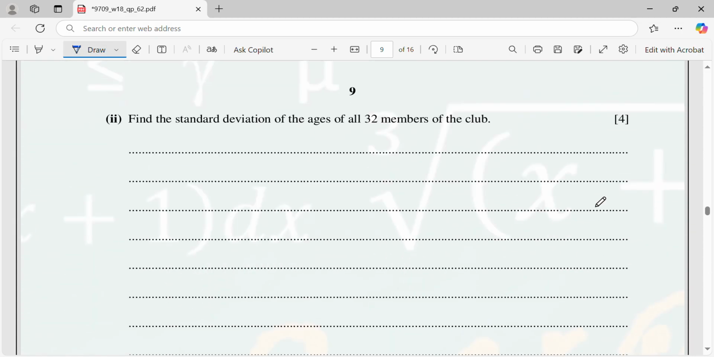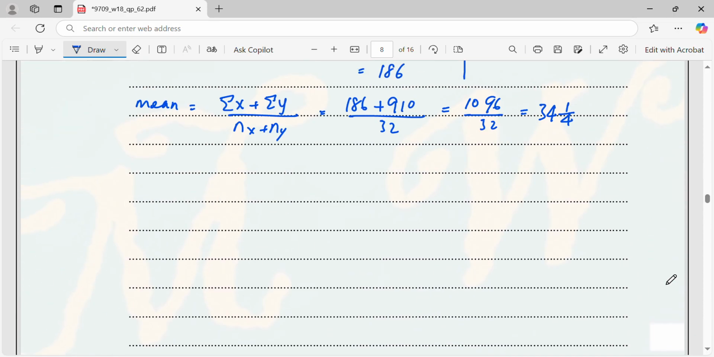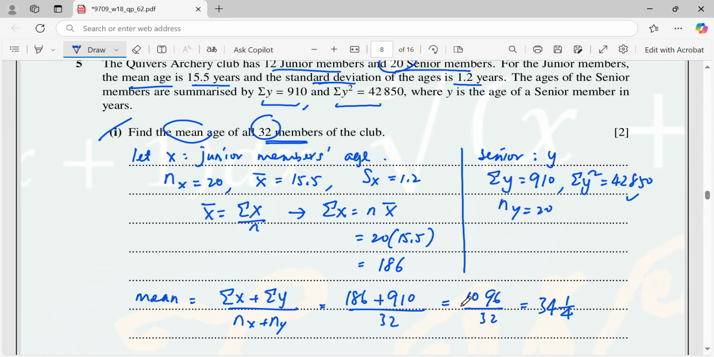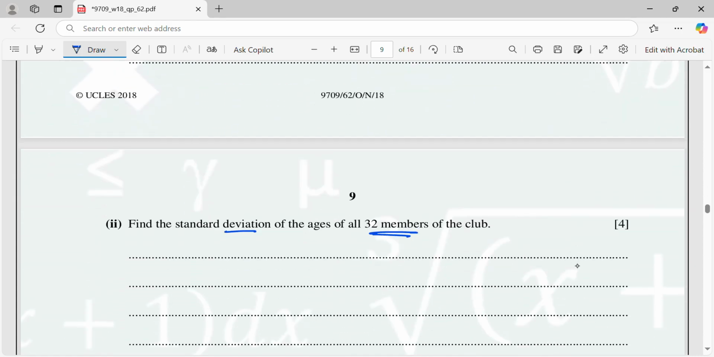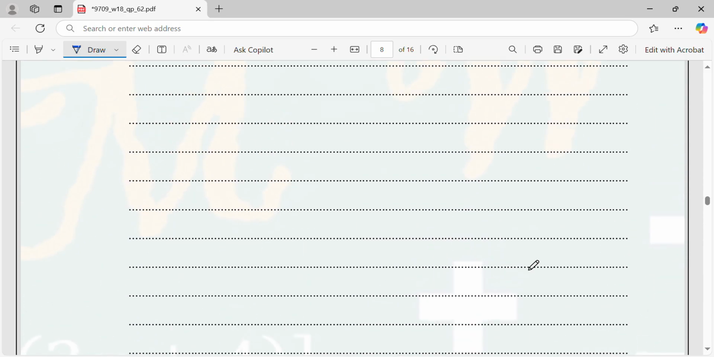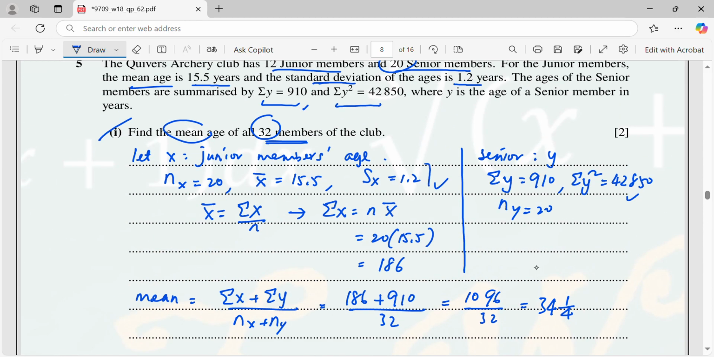Okay, now next part, find the standard deviation of the ages of all members. So then standard deviation, basically we need to know the summation x squared and summation y squared. Summation y squared is given, so summation x squared we have to get from the standard deviation. So what I need to do is, firstly, I write down the formula for variance. This is going to be summation x squared over n minus mean squared. Okay, so the standard deviation is given 1.2. So the variance will be the square of 1.2.